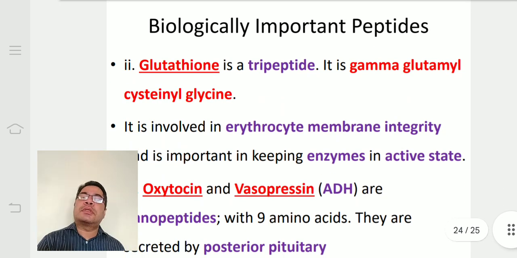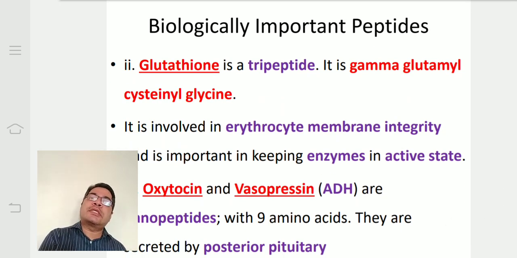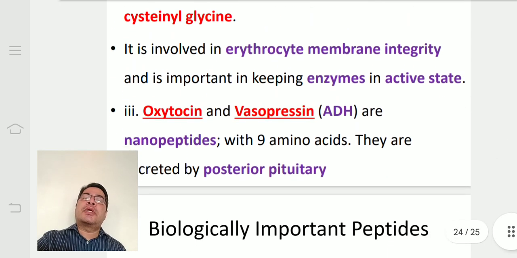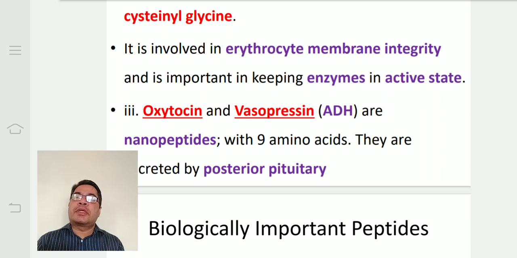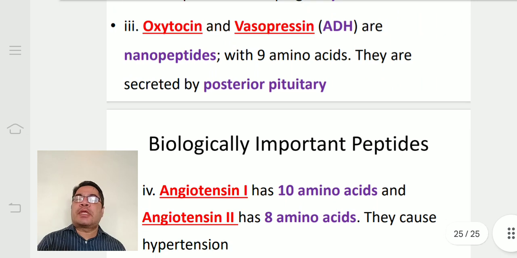The next example is glutathione. It is a tripeptide. It is gamma glutamyl cysteinyl glycine. It is involved in erythrocyte membrane integrity and is important in keeping enzymes in active state. The third example is oxytocin and vasopressin or ADH, which are nonapeptides with 9 amino acids. They are secreted by posterior pituitary.